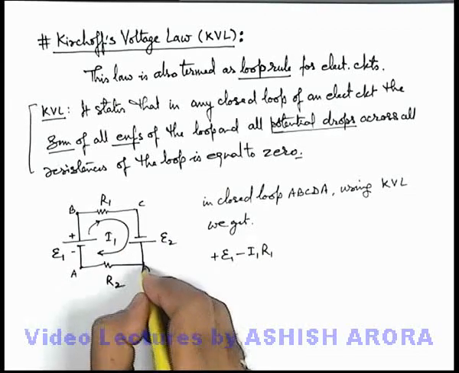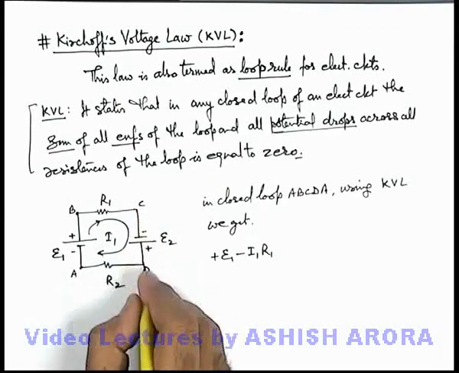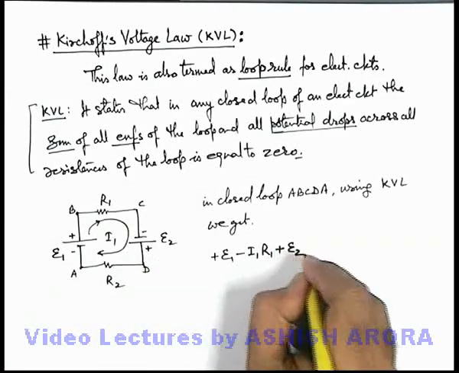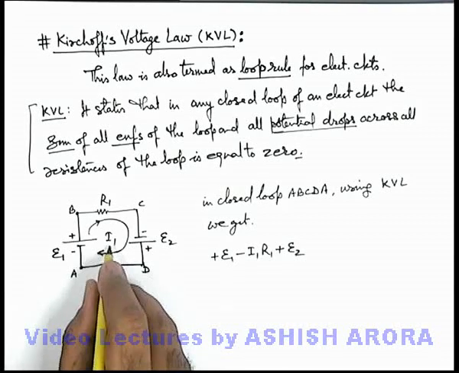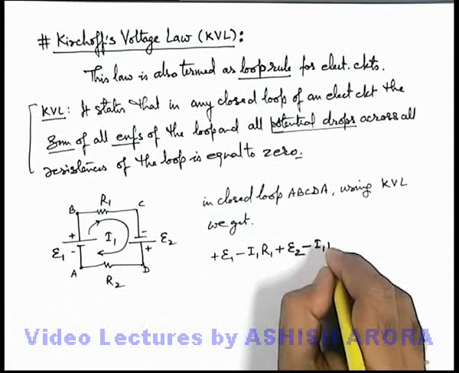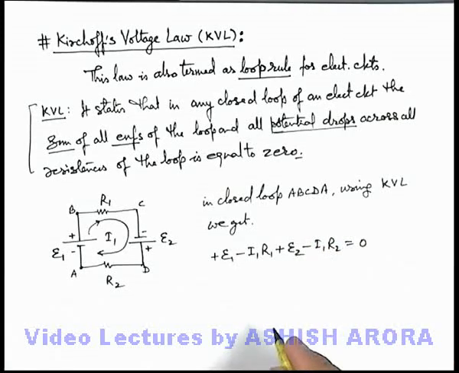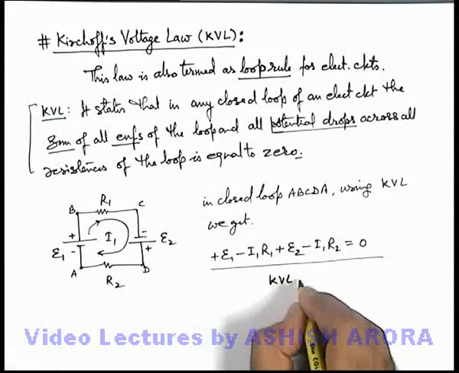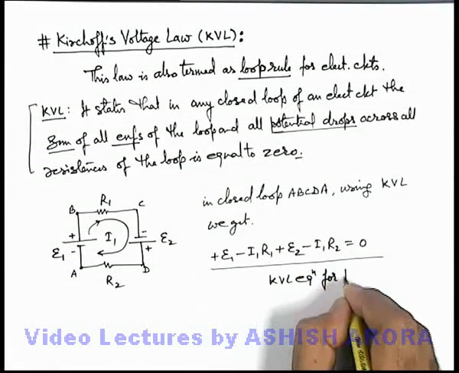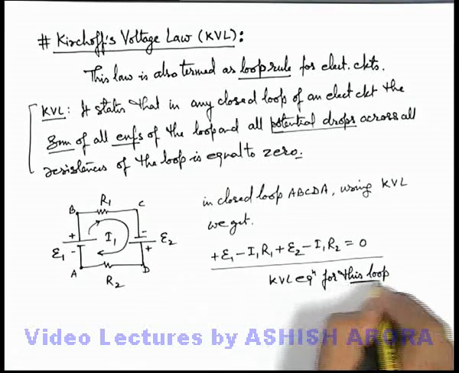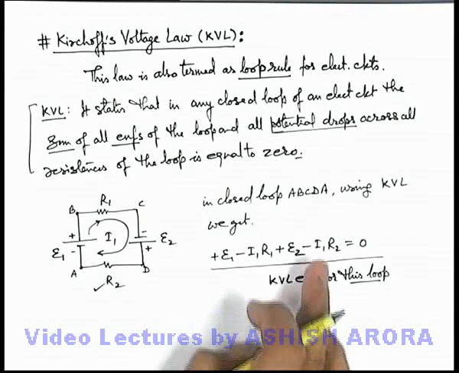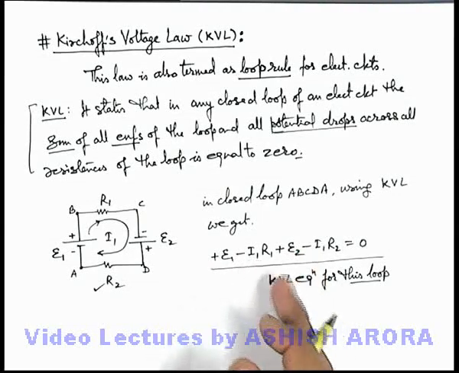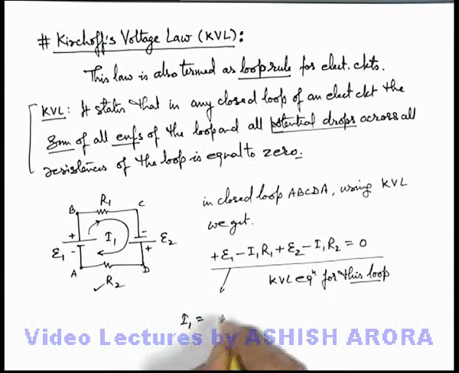Again in going from terminal C to D, there will be a gain in potential of EMF E2. So we write plus E2. And again from D to A, as we are moving along with the current, there will be a drop in the resistance which is I1 R2. We write minus I1 R2 and this should be equal to 0. This is the equation we call the KVL equation for this loop. This loop means what I have drawn here. So this is just a way to write the KVL equation, and solving this equation we can find the value of I1 directly. Here you can see the value of I1 we get is E1 plus E2 upon R1 plus R2.